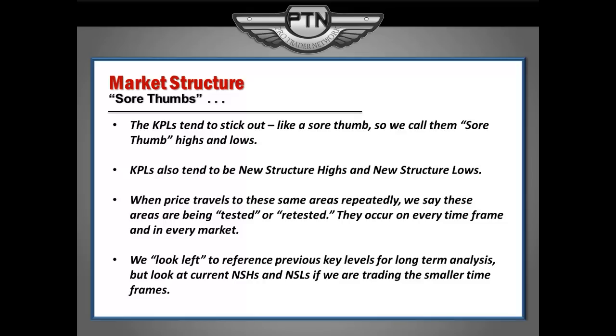Now, these key price levels, traders, if we look at our charts, which we'll do in a moment, tend to really stick out. They're very prominent and very distinguishable on our charts. In America, we have a saying that something sticks out like a sore thumb. It's very obvious, very prominent, very easy to see. So we call these areas on our chart simply sore thumb highs and sore thumb lows, and we're going to look at a few of those in a minute. Key price levels also tend to create what we call new structure highs and new structure lows, and we'll look at those on our charts as well.